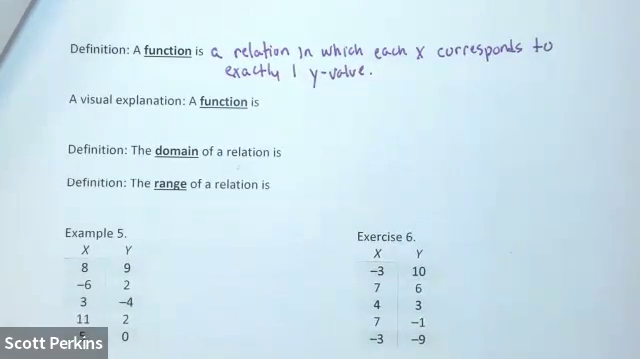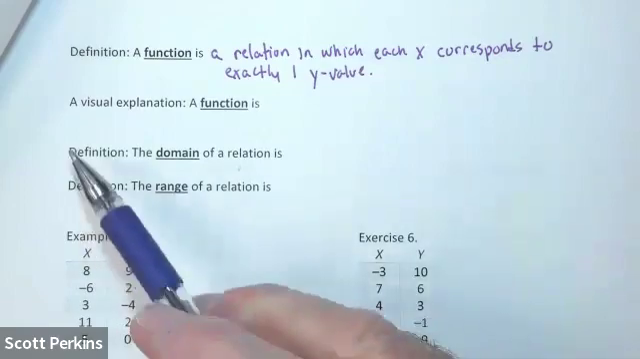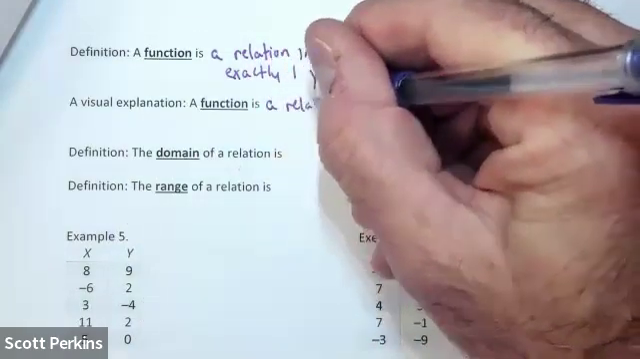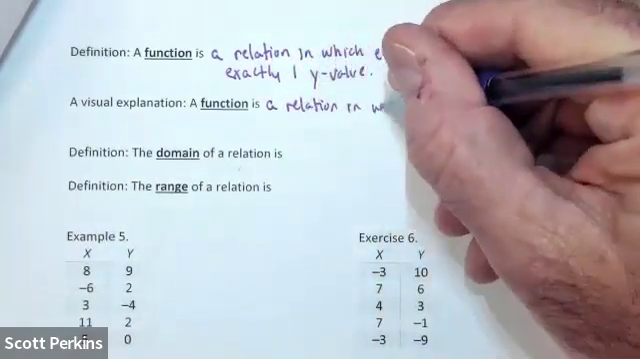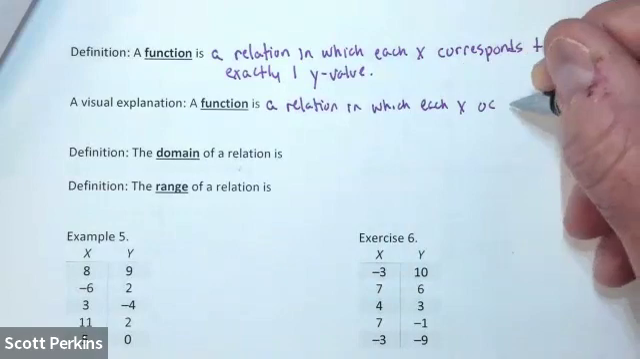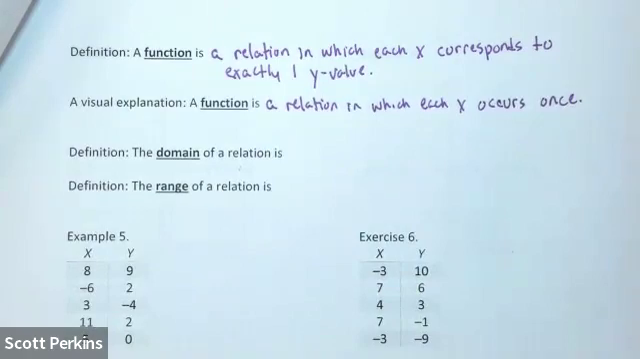I'm going to give you a second to write that down. That's super important. A function is a relation in which each x value corresponds to exactly one y value. To think about this visually, a function is a relation in which each x occurs once, meaning it's related to exactly one y value.